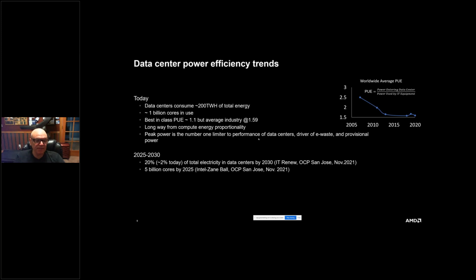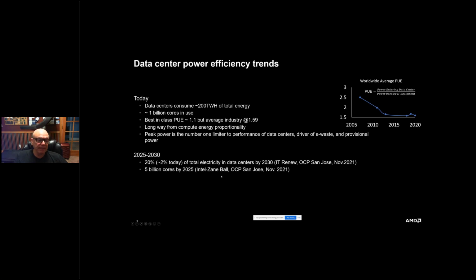Now let's talk about trends. Looking at 2025 and 2030, again I quote this from OCP last year, November 2021. Today, data centers use 1 to 2% of the worldwide electricity. People are predicting something like 20% of total electricity by 2030.